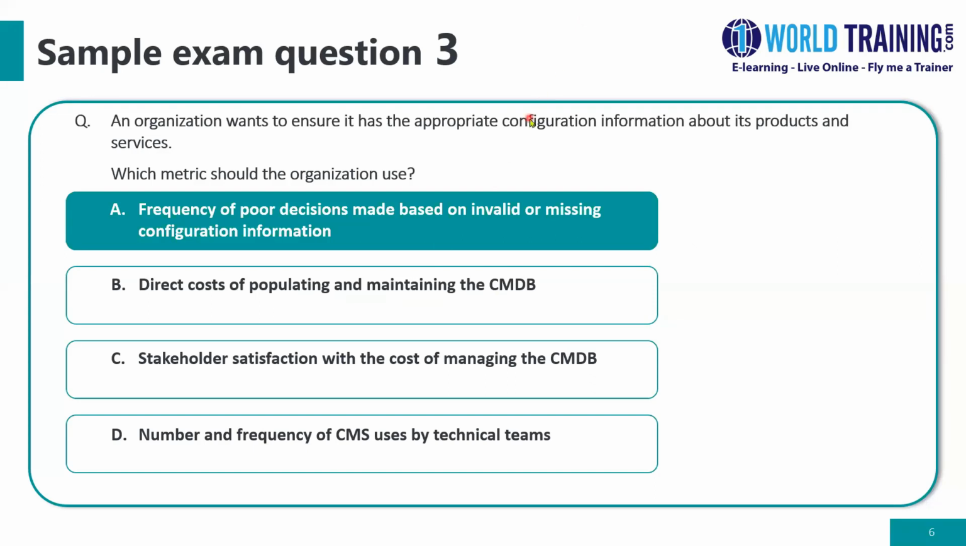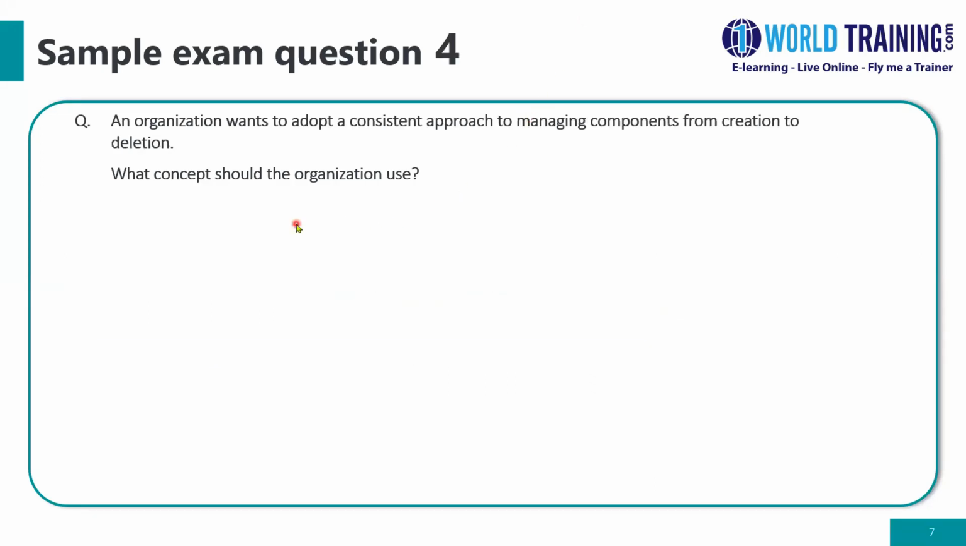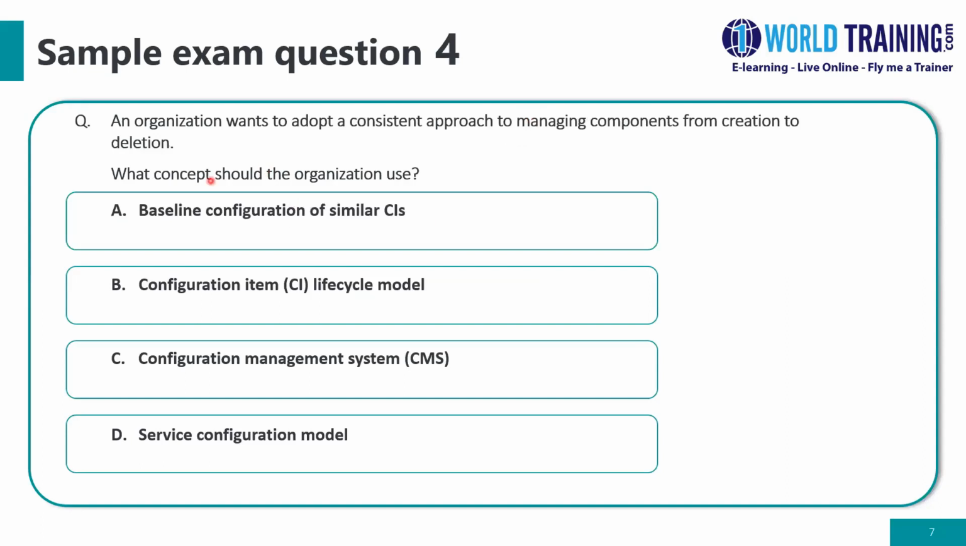We move on to the next question, number 4. An organization wants to adopt a consistent approach to managing components from creation to deletion. What concept should the organization use? A, baseline configuration of similar CIs. B, configuration item lifecycle model. C, configuration management system. Or D, service configuration model. This can be a bit tricky because options B and D both are about a model, with a slight difference.